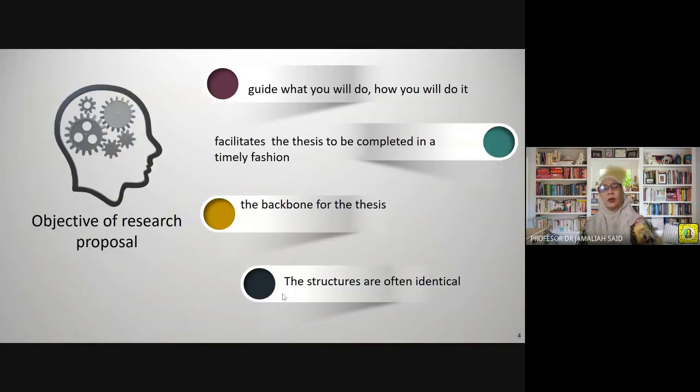Basically, why do we prepare a research proposal? A research proposal is a guideline of what you will do and how you will do it. With a good research proposal, you are able to finish your master or PhD on time. We call it GOT, graduate on time. And actually, the proposal is the backbone of the research. Imagine people without a backbone. The same goes for a master or PhD thesis without a proposal.